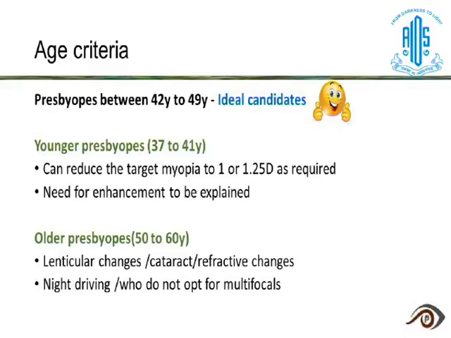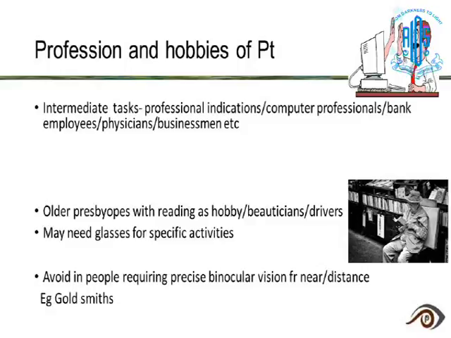Lenticular changes you will be observing. There are no issues about night driving. The incidence of halos is the same as your regular LASIK. So the profession and hobbies are important. Older people who read a lot, you need to go for a slightly higher number. Only 2 patients we have corrected with +2 in the non-dominant eye. Otherwise, we've kept it 1.5 or 1.75.